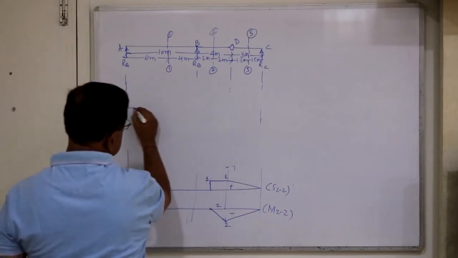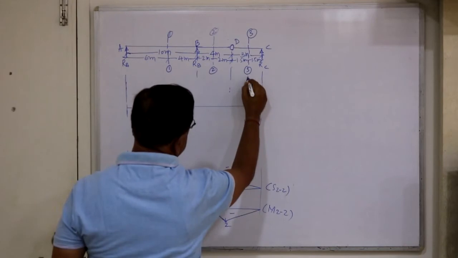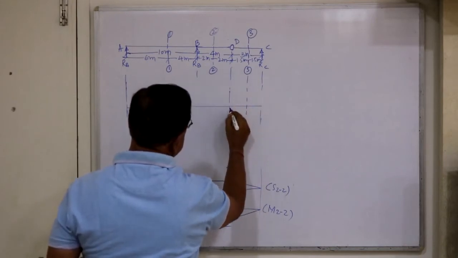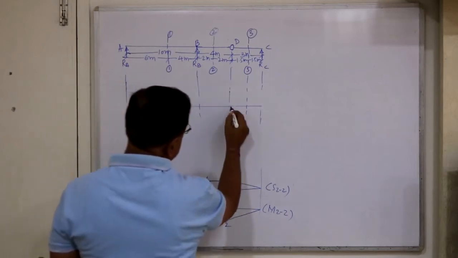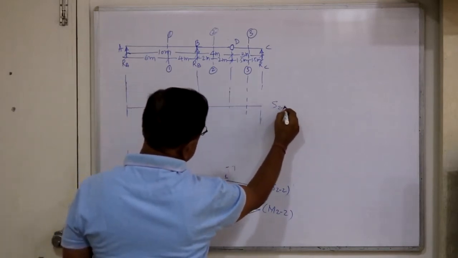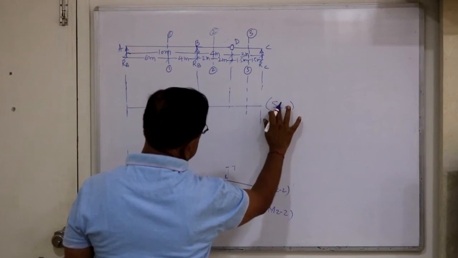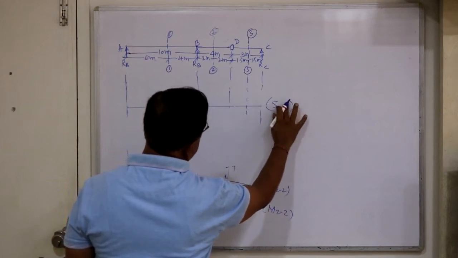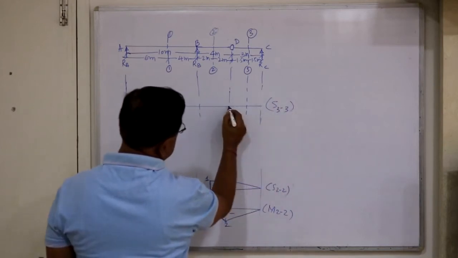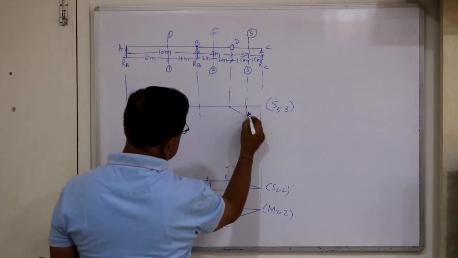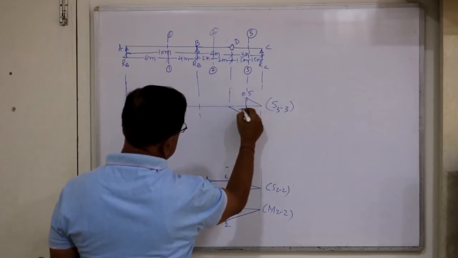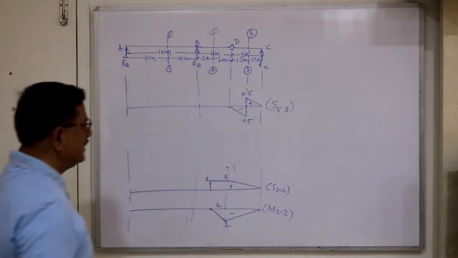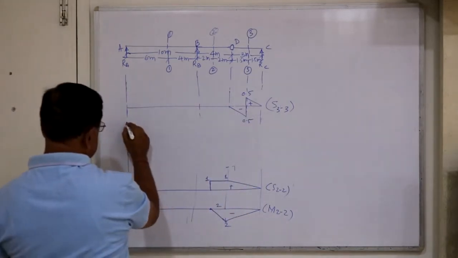Now the last section, that is section 3, 3. Say this is within the simply supported part. So for S22, sorry, this is S33, your diagram will be like this. This is the central section, 0.5, 0.5, minus plus, and further it will not be continued. So that is the only diagram.